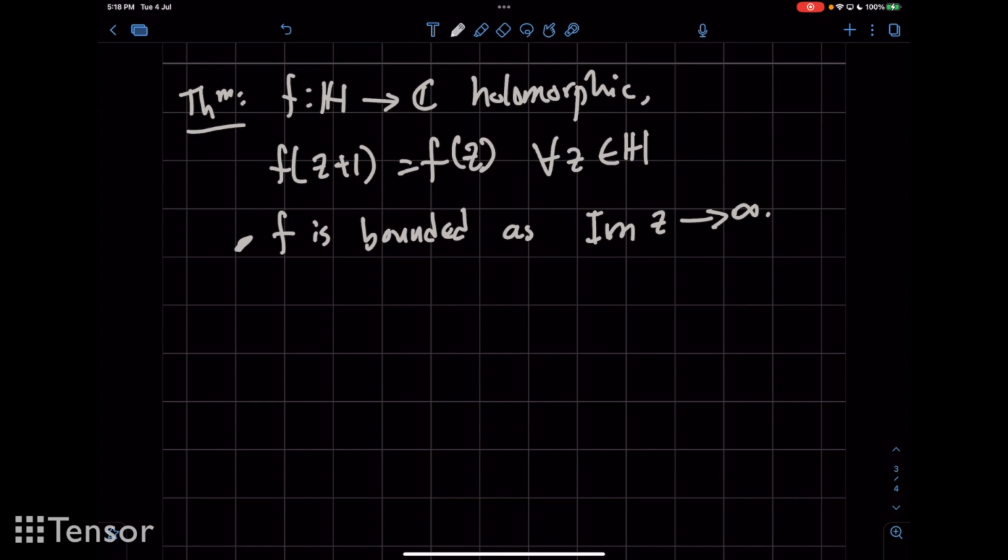And I think I didn't mention this, that if f is not bounded as the imaginary part of z goes to infinity, then we call it a meromorphic modular form. And sometimes they call it a weak modular form. Why do you call it image of z instead of imaginary part? Yeah, imaginary part of z. Sorry.